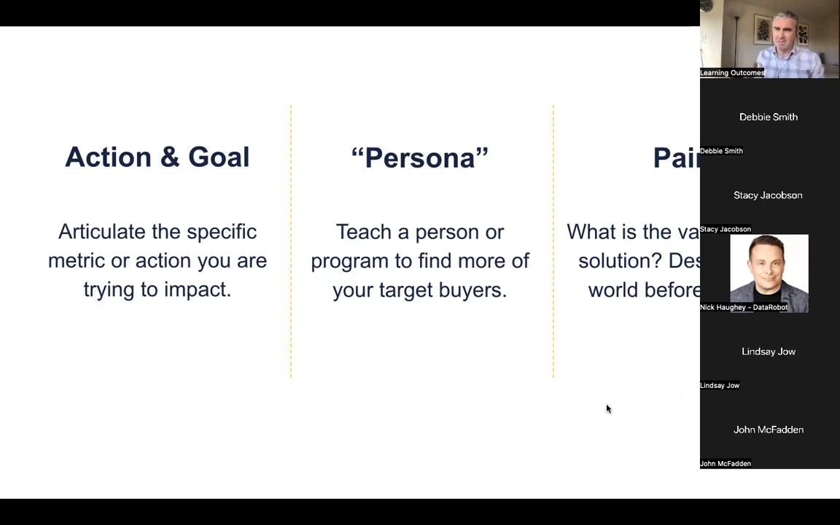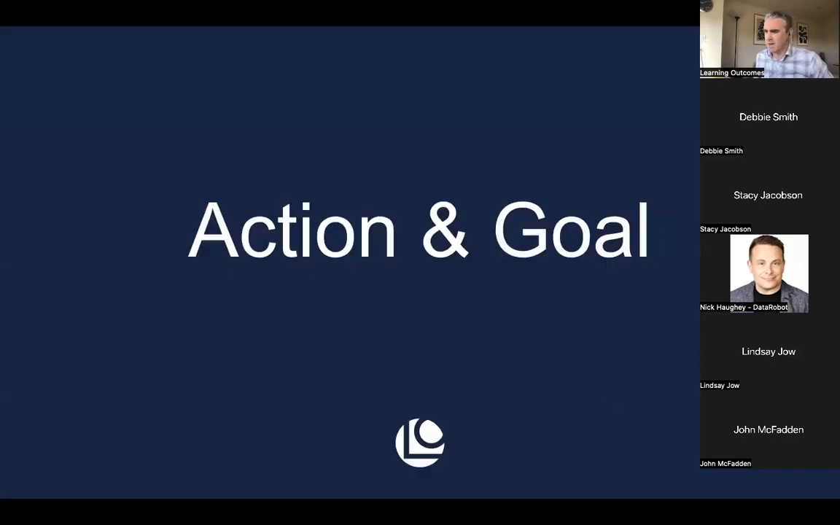If you can write these things down, if you write out a description of these, that can become a marketing plan that you can then communicate to the appropriate team. Okay, let's go through each one of these. Let's start with action and goal.